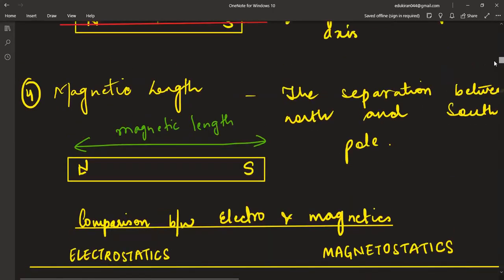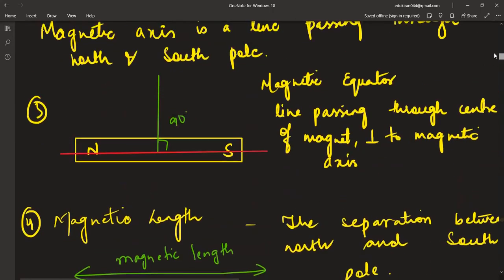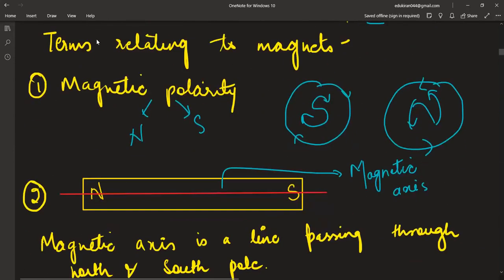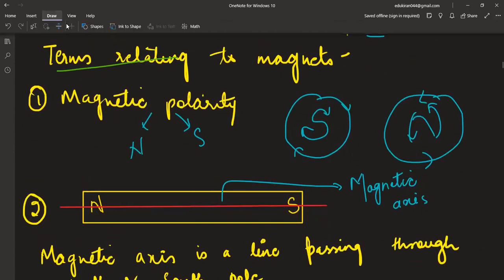This is very important, the comparison between electrostatics and magnetostatics. Write down these terms. These are the terms relating to a bar magnet.